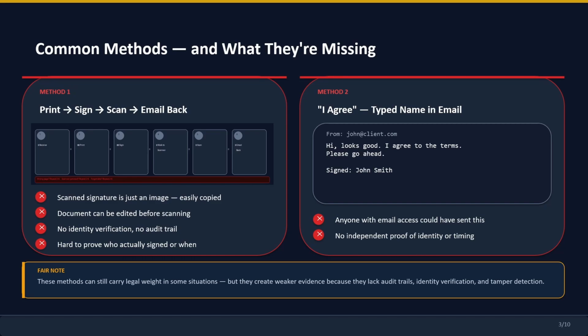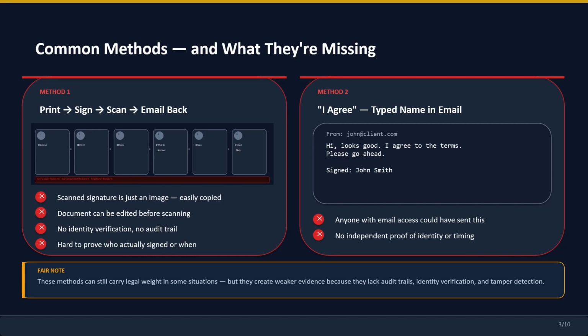Second method is the typed name. Your client simply replied to your email, "Looks good, I agree, signed John Smith." Now, a typed name can carry legal weight if intent is clear, but the burden of proof falls on you, the one trying to enforce the contract. And an email reply gives you very little to work with. Anyone with access to that email account could have sent it. There's no independent proof of when they agreed or what version they agreed to.